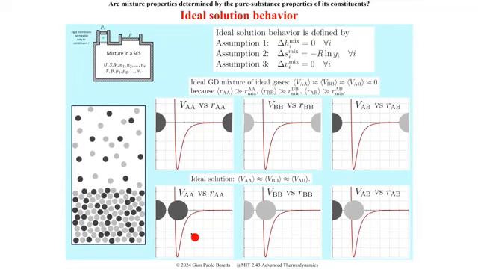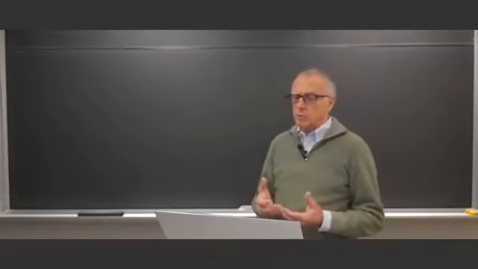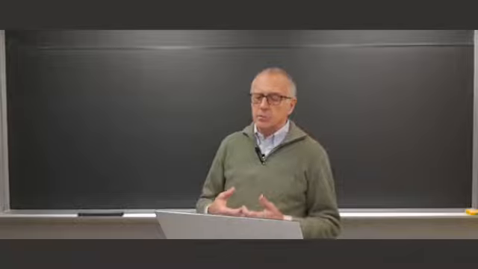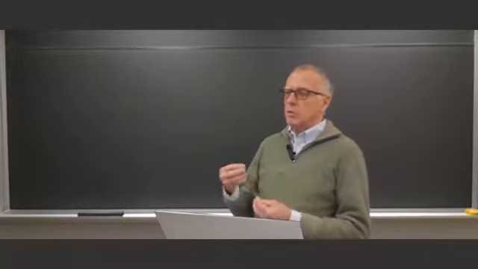Okay, this ideal solution behavior is one in which this effect of the energy of interaction is alike for the A particles and for the B particles, and it's also alike for the A and B particles. So essentially, these particles are very similar to one another, and they don't really care if the neighbor is similar or not.